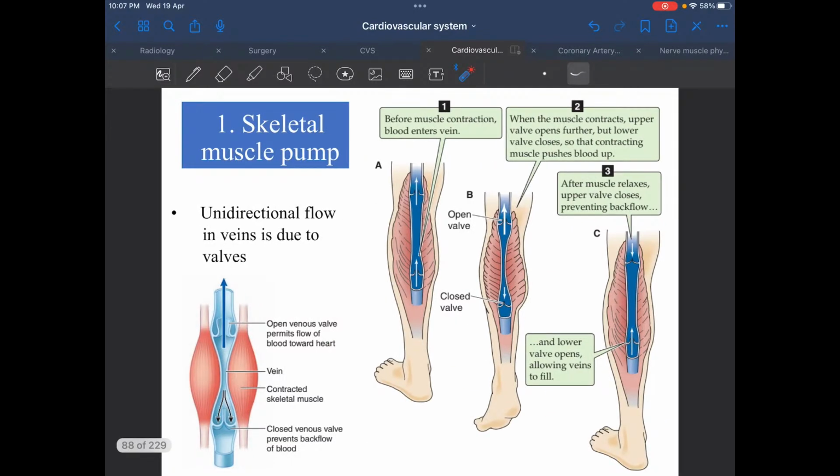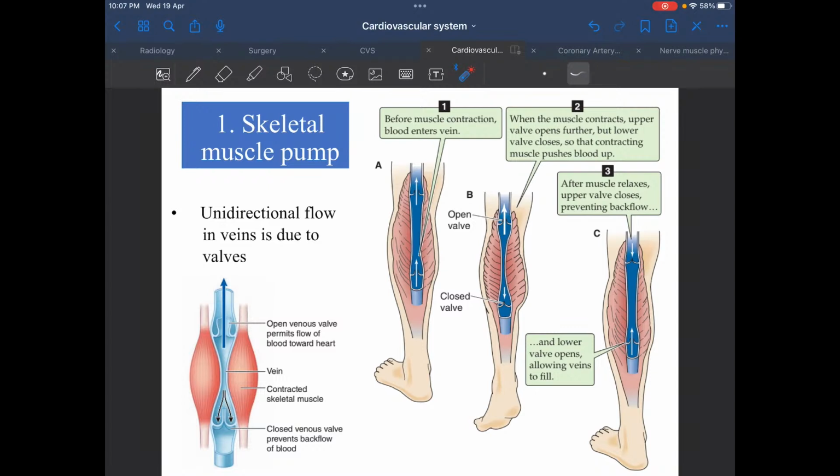So let's just discuss them. The first one that's very easy, that's your skeletal muscle pump. As we know, this is the unidirectional flow. What is happening is before muscle contraction, the blood is going to enter the vein, and when the muscle contracts, it's going to squeeze the blood which is in the veins into your receiving chamber. That's your right atrium. Okay, so that is your skeletal muscle pump.